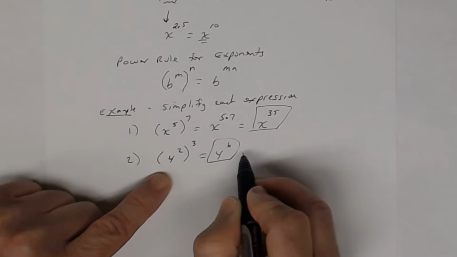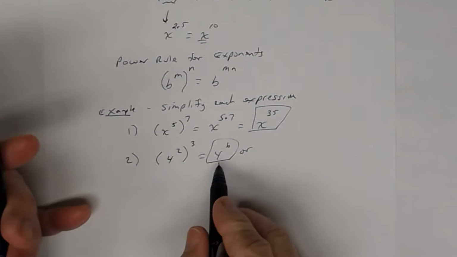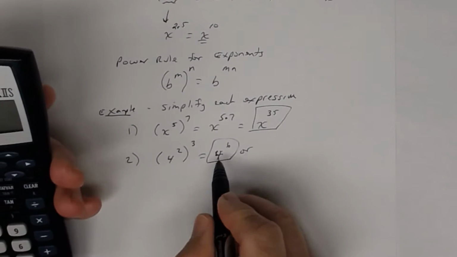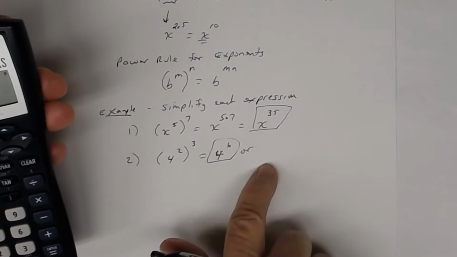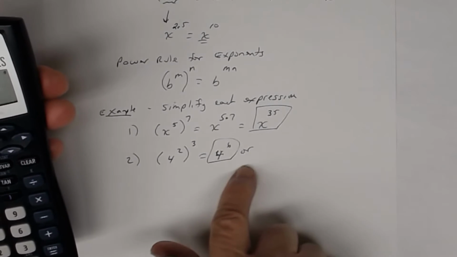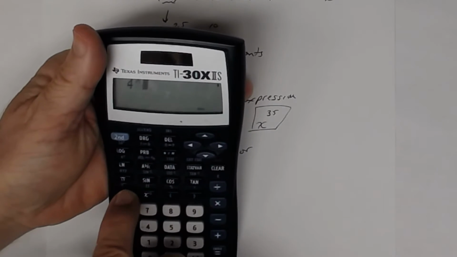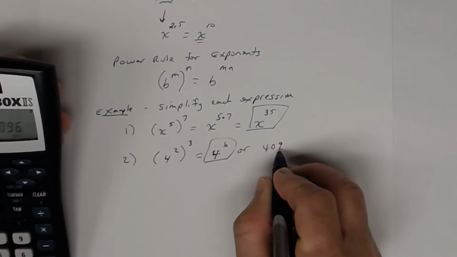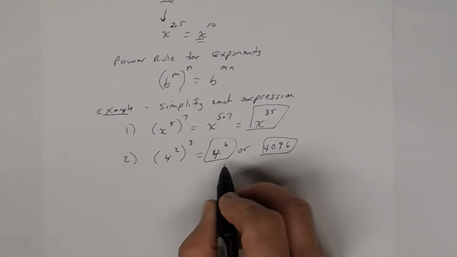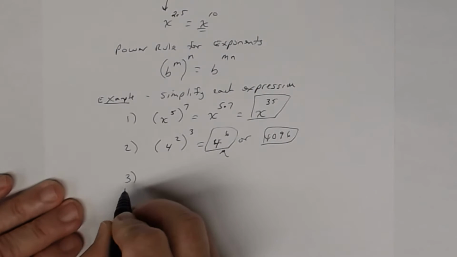So there's your answer. And some of you may want to go ahead and use your calculator since those are numbers here. So 4 raised to the 6th power. Make sure you know how to use your calculator. Now that's the answer, but you can also indicate the answer as whatever that value is. So 4 raised to the 6th power is 4,096. Okay, so 4,096. But I would prefer you just leave it like this. Okay, number 3. Now let's think about number 3.